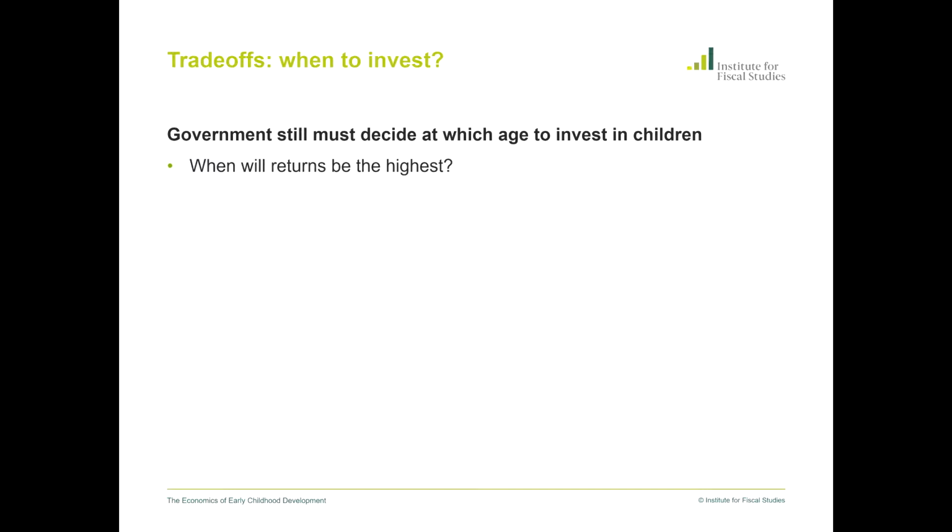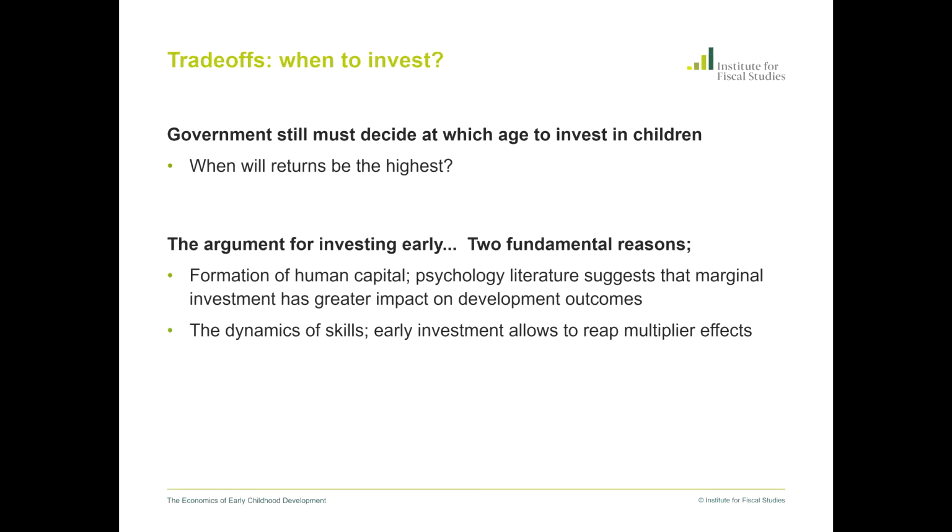In this presentation, I'm going to be making the argument for investing early, and this is for two fundamental reasons, although I would caveat this that this is a debated point. One, from the medical and psychology literature, we know that the brain develops fastest in the first few years of life. This suggests that the marginal impact of investment is just simply higher at this point. The second point is the dynamic formation of skills. Early investment allows us to reap multiplier effects as children age. So I'll now go through these two points in greater detail.